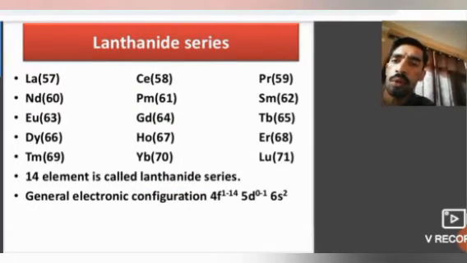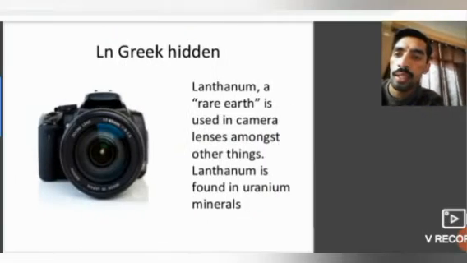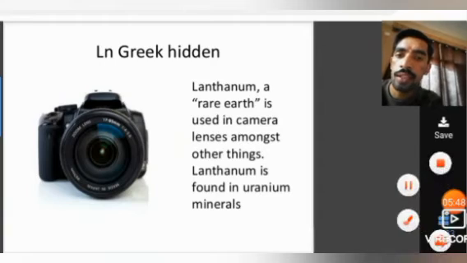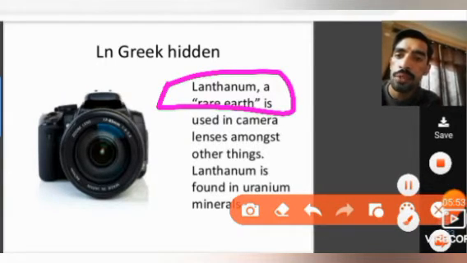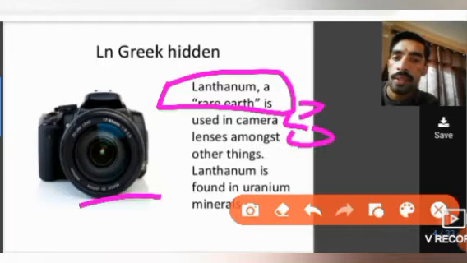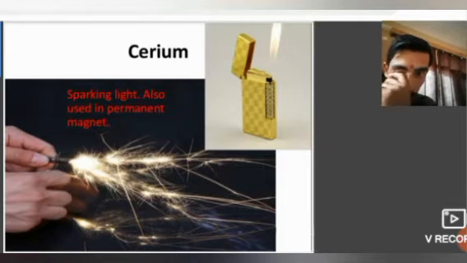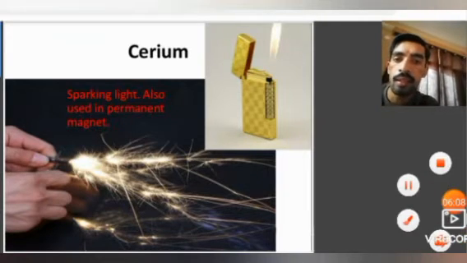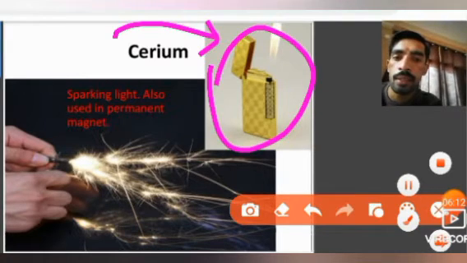Now one by one, in a small brief, we will see where it is used in our daily life. In the lens camera, lanthanide is used. Lanthanum, a rare earth metal, is used in camera lenses amongst other things. Lanthanum is found in uranium mineral. Second, cerium is used in sparking lighters, and also in permanent magnets. So in a lighter also, the element cerium is present.